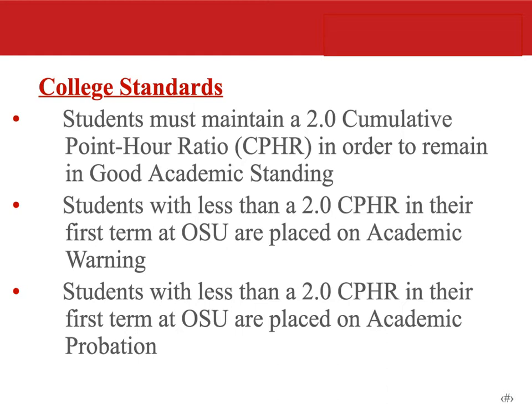If you are in your first semester at Ohio State and you get less than a 2.0 in all of your classes, you'll be placed on academic warning. This is a message from Ohio State saying, hey, we recognize that you are not meeting our standards. We need to work with you to make sure we're improving those. If you have less than a 2.0 CPHR in future terms at Ohio State, you'll be placed on academic probation. That is, again, another message from the university indicating that it's past your first term, you need to make sure you're improving academically and you're not meeting the minimum standards we've set for our students.